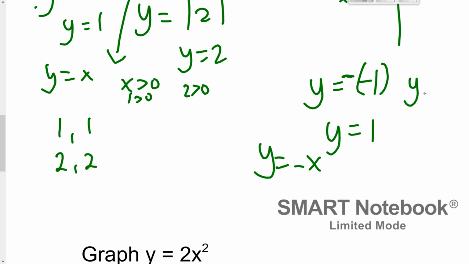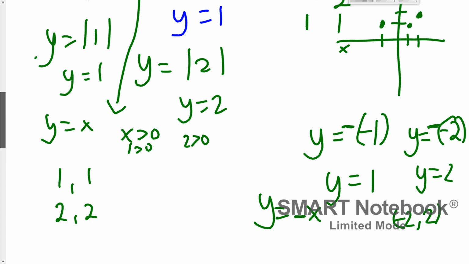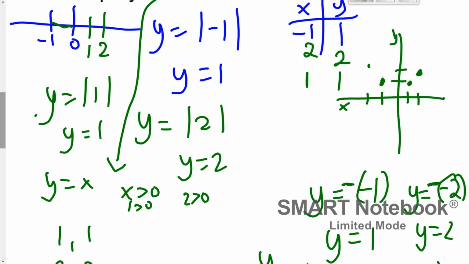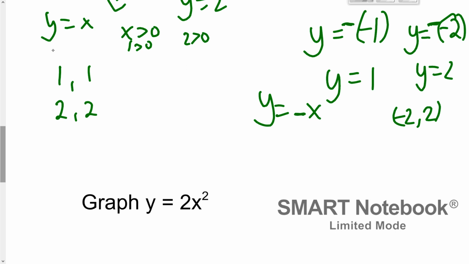Say let's plug in -2. If I have a negative out front, a -x, here's my x, and I'm taking a negative of that. So -2 would be a +2. So I got (-2, 2). So I could graph that one too. So it's actually two lines, right? y equals x and y equals -x, but this one's for all x's smaller than 0, so all negative ones.